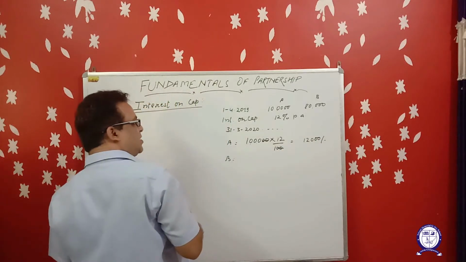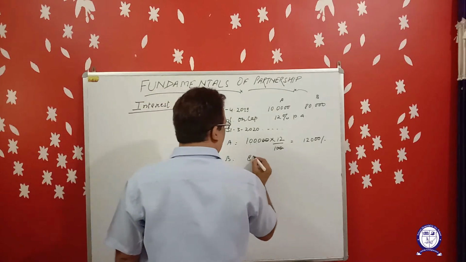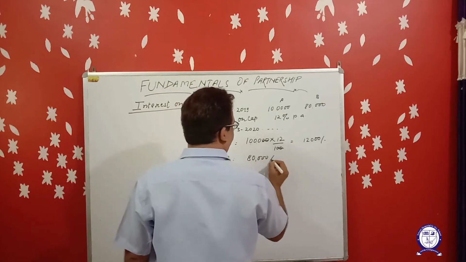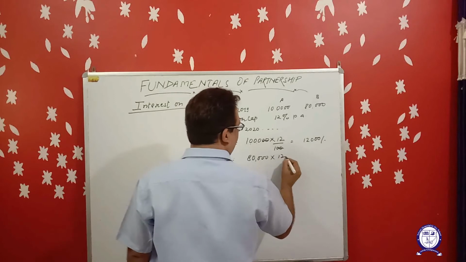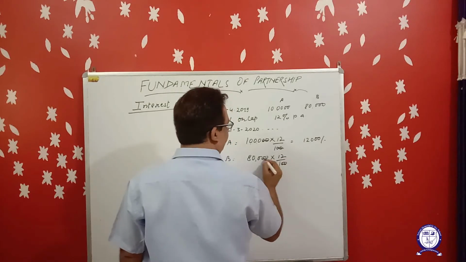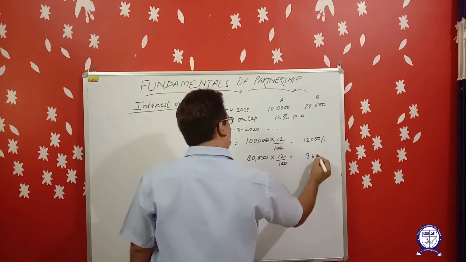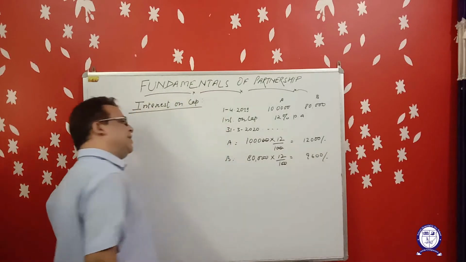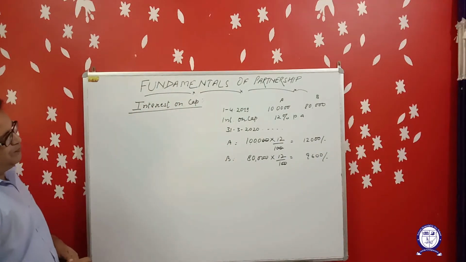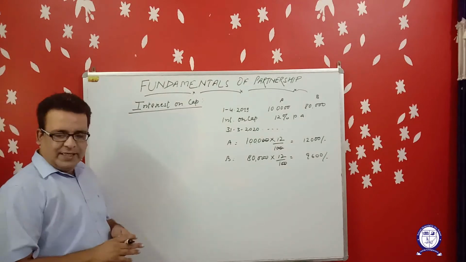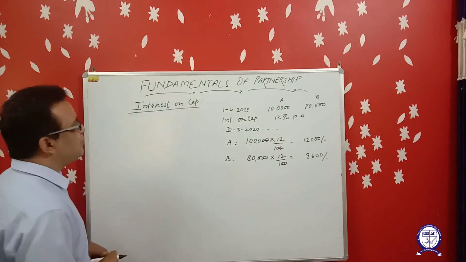Now the interest on B's capital. The amount of capital is 80,000 and the rate of interest is 12%. The amount of interest will be 9,600 in that case. Now let us take one more example.